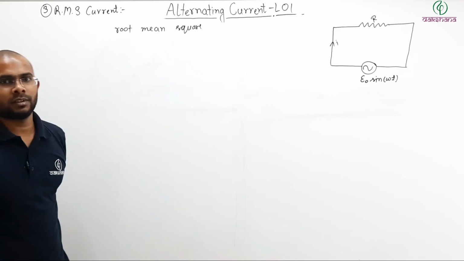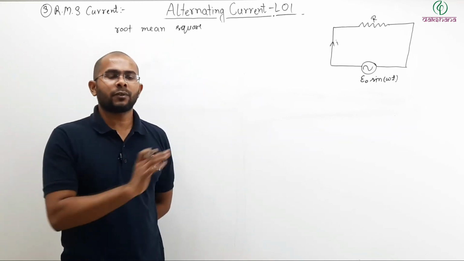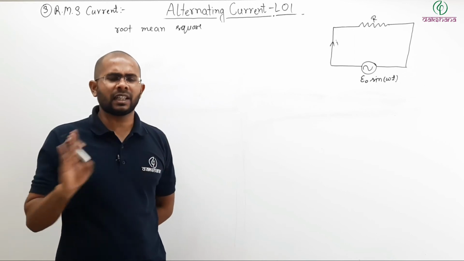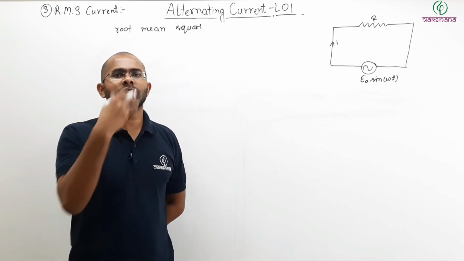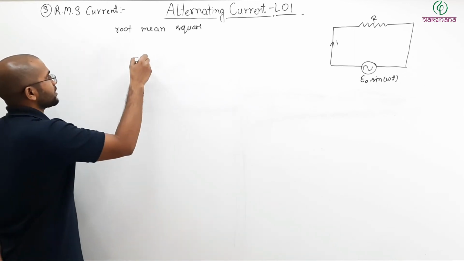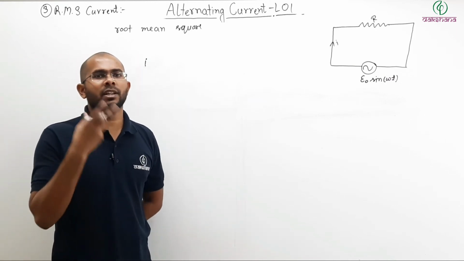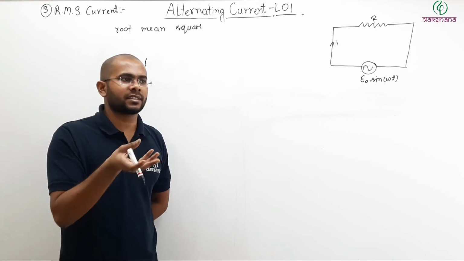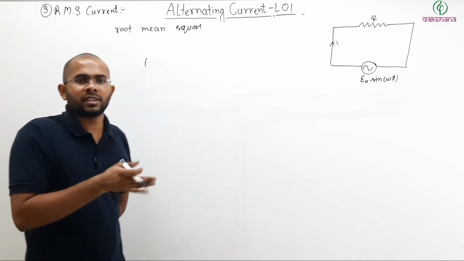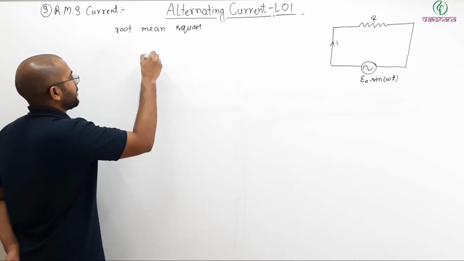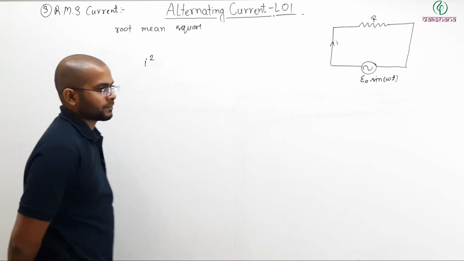So read it in reverse order. Square, mean, root. So the first thing you need to do, if you have any kind of current, is square it. So let us say that I have current I. That I may be anything. That I may be a constant. That I may be an AC. That I may be a sinusoidal AC. It can be anything. So the first thing I will do is square it.